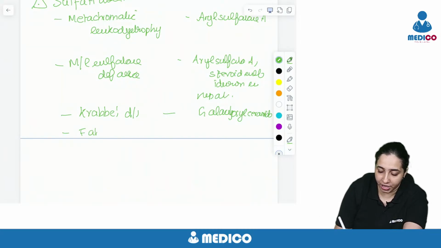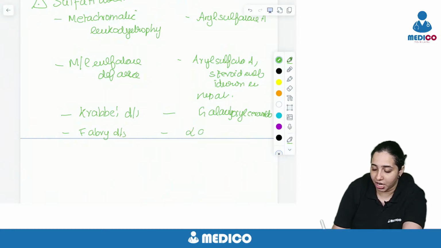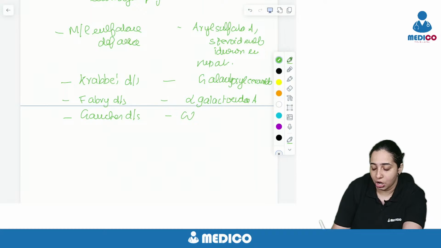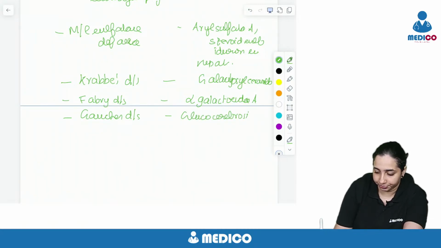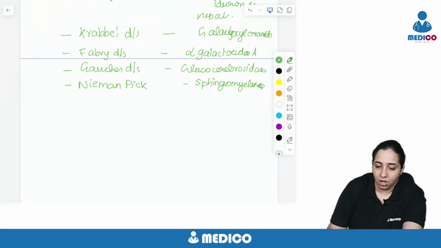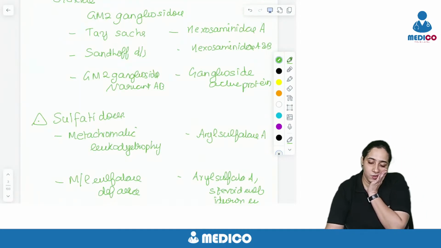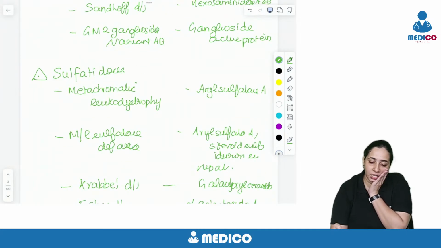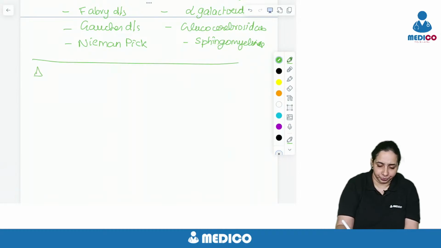Then you have your Fabry disease. Here your alpha galactosidase A is deficient. Then you have your Gaucher disease. In Gaucher disease, your glucocerebrosidase is deficient. Then you have your Niemann-Pick disease, wherein sphingomyelinase is deficient. Okay, so now we are done with glycogenosis, sphingolipidosis, sulfatidosis. Next one is your mucopolysaccharidosis.